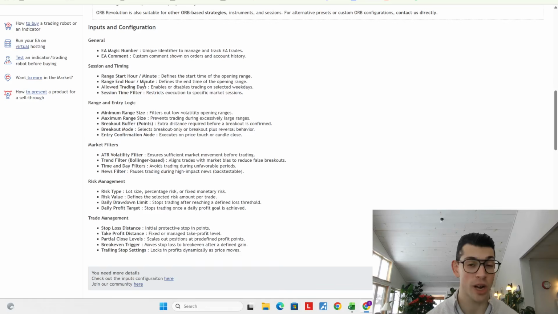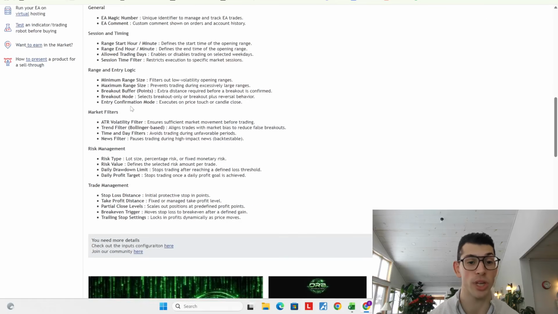So like a range breakout, you can make a ridiculously profitable strategy just with pending orders. You don't need to have a whole boatload of filters. And the fact that we're seeing a potential minimum and maximum range size filters, we're seeing a breakout buffer, we're seeing modes, we're seeing ATRs, there's a lot of different things that could potentially be over optimized here. So just one thing to keep in mind.